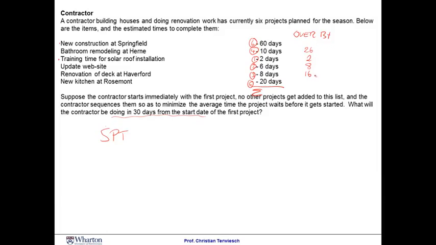And then he's going to start the 5th job in his sequence, and that is going to be the new kitchen here at Rosemont. And so with that in mind, it is the new kitchen in Rosemont that answers the question on what he will be working on 30 days from now.